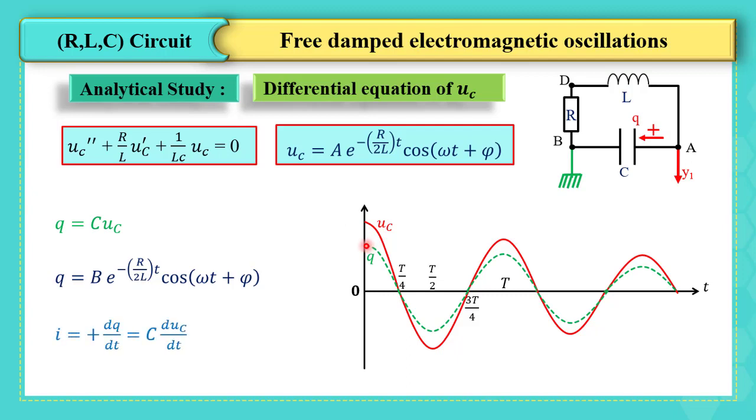We end with the current. The current is the derivative of Q. This means that there is a phase difference between I and Q. This figure shows that the absolute value of I increases with time between 0 and T over 4, while the absolute value of UC and Q decreases since the capacitor is discharging through the coil. This shows us that I is negative and flows in the negative direction.